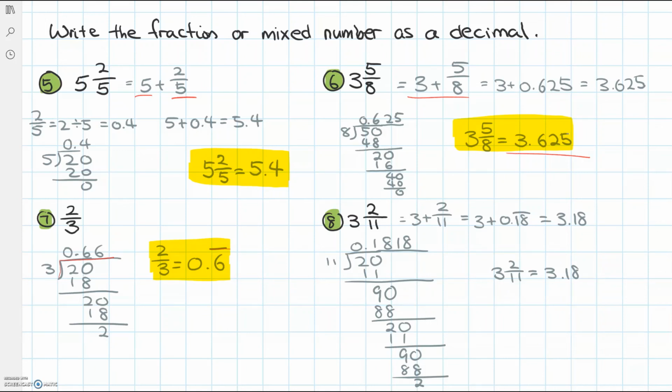Last but not least, we have 3 and 2 over 11. So I have here 2 divided by 11, and I find the repeating decimals 0.1818. I add that back to my whole number of 3 over here. So 3 and 2 over 11 gives me 3.18 repeating.